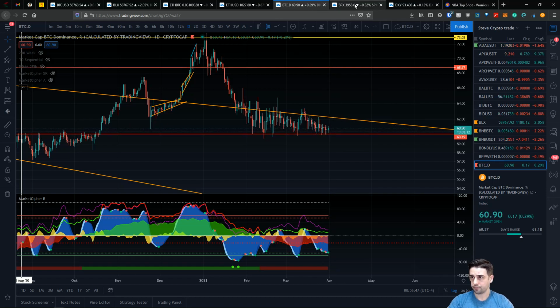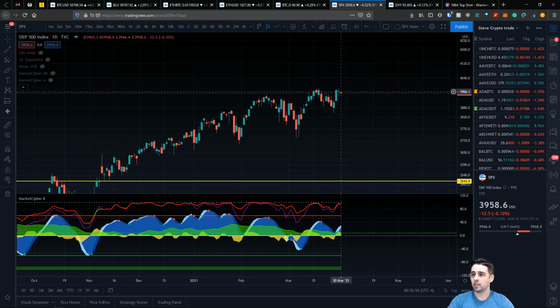Okay, so going into the S&P 500 here, I did mention that we'd be looking at that. Right now we have this kind of double topping formation. And as we know, Bitcoin's been pretty correlated to the traditional market, especially the S&P 500. So we'll have to see how that goes.